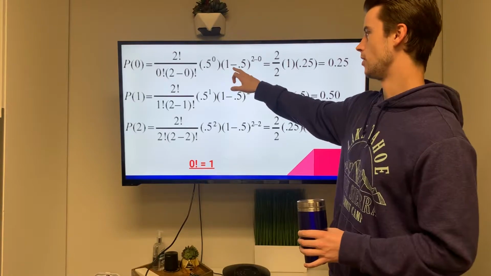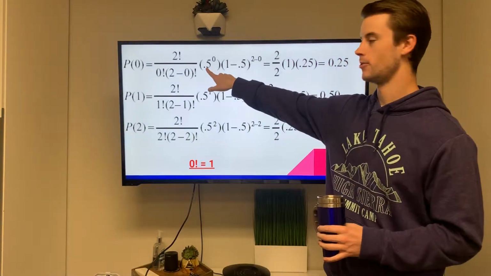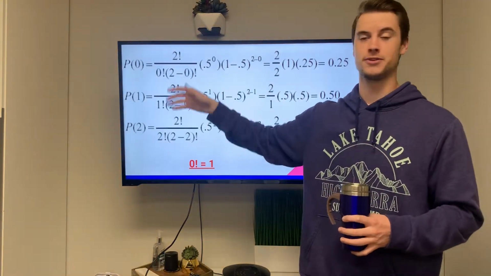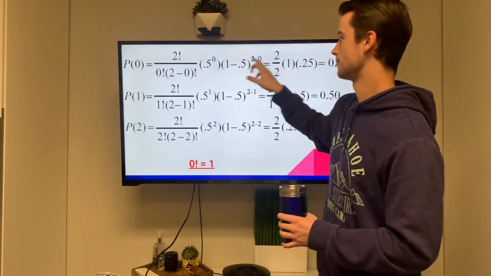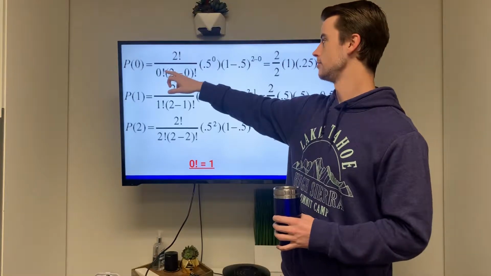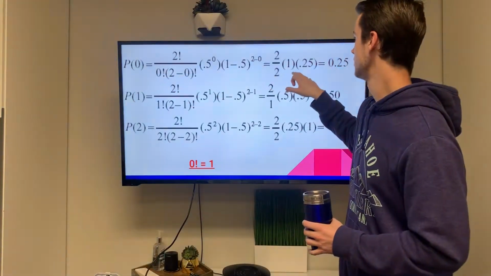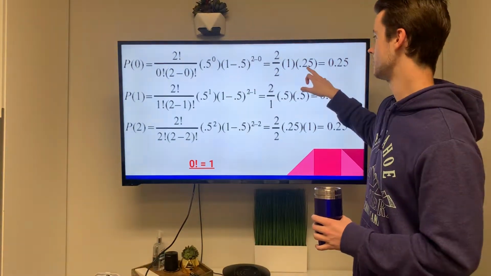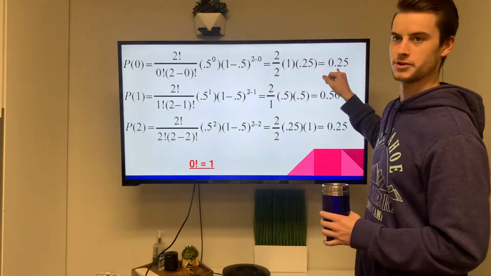And then again, you have your 1 minus 0.5. I think these are actually coin flips, because you have a 0.5 chance of success here. I would just assume that in this context, it would be a coin flip. So again, 2 factorial is 2 times 1. So 2 over 1 times 2 factorial, which is again 2. So 2 over 2, we have 0.5 to the 0 power is 1. 0.5 squared is 0.25, and then we multiply all these together, we get 0.25, okay?